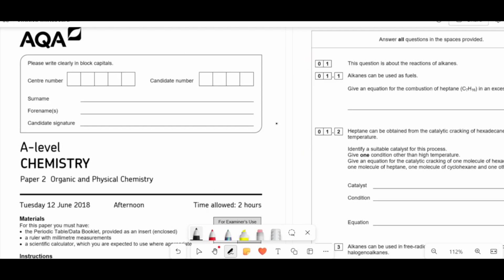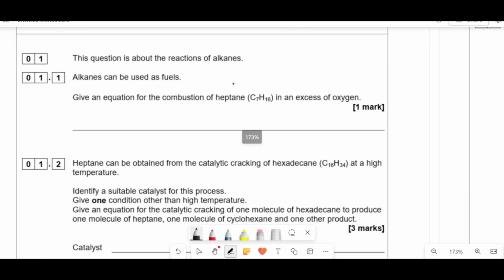Welcome back to another episode of the A-Level Cookbook. Today, we're going to be doing the AQA A-Level Chemistry Paper 2 from June 2018. So this question's about the reactions of alkanes. Alkanes can be used as fuels. Give an equation for the combustion of heptane in an excess of oxygen.